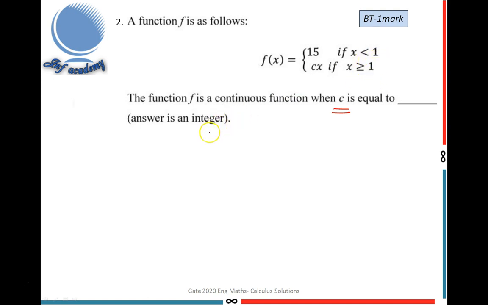I take f is continuous at x equal to 1. Suppose f is continuous at x equal to 1. In this case, f is continuous at all the values. So f is continuous at x equal to 1. The left hand limit at x equal to 1 and the right hand limit at x equal to 1, these two are equal to f of 1.